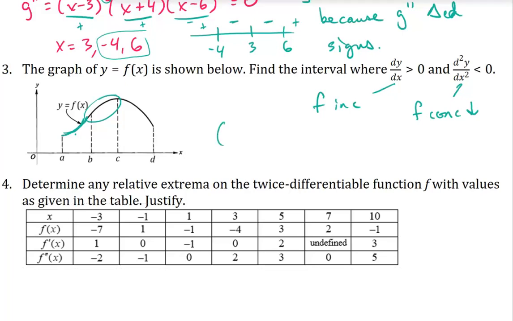So the interval is b to c. Once again, I'm using open intervals to be safe.